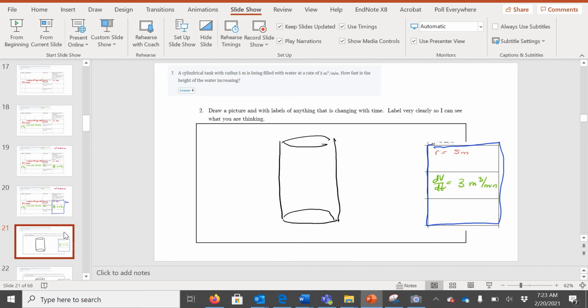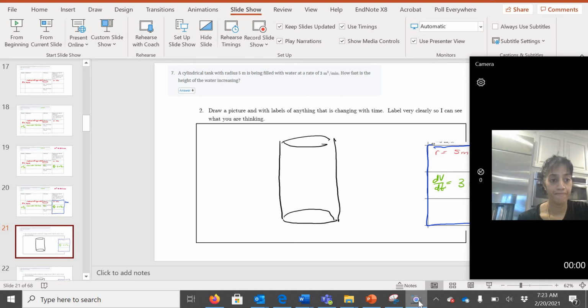I want to draw the picture. There's my cylinder. Just so you can see it, this is my cylindrical tank.